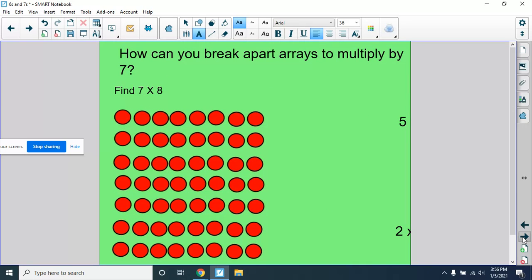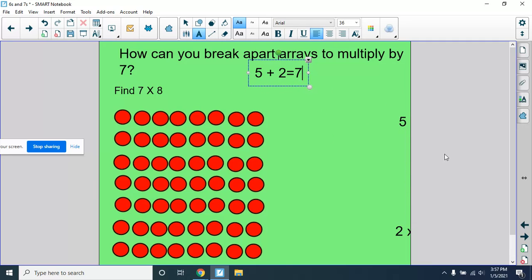So if I want to find 7 times 8, and I make an array that is 7 rows of 8, well, just like I broke apart my 6s, I can take the 7 and break it apart into facts that I know. And the easiest facts that I know are 5 plus 2 equals 7. So I can break apart my 7s into 5s and 2s.